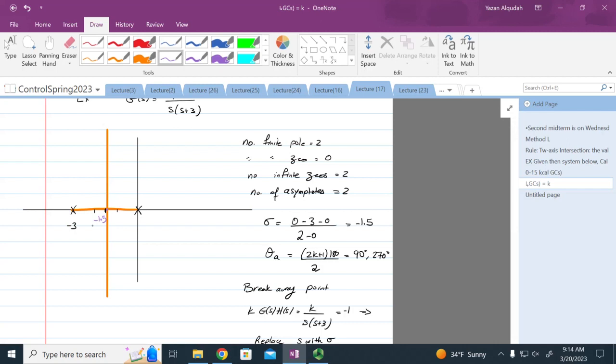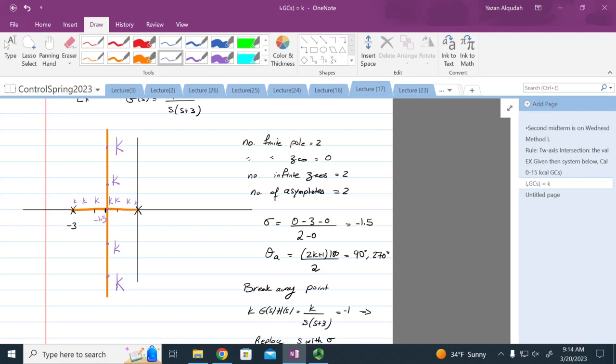Where are the closed loop poles for different values of k? When k is very small, I'm going to be operating here and here. When k gets bigger, I'm going to move here and here. When k is bigger, I'm going to move this way. When k is bigger, I'm going to be at this point. When k keeps getting bigger, I'm going to go like this and like this. The closed loop poles start here as we increase k, and then they go all the way.